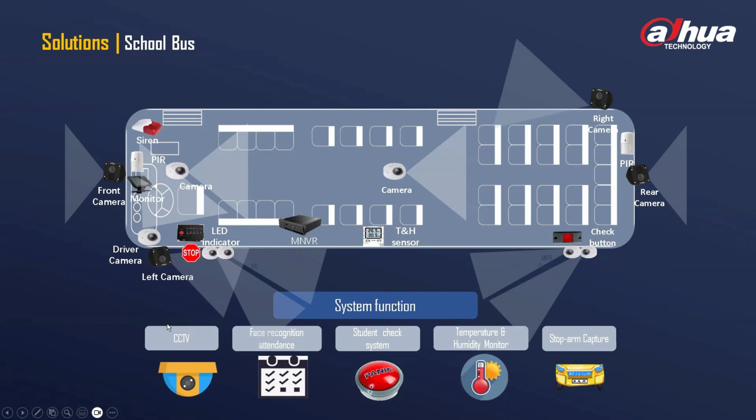So we get CCTV for the school bus. We get face recognition attendance for the school bus. We get student check system. That is the panic. Then we have the temperature and humidity monitor. Then stop arm capture. So this kind of setup, we get it still in the same setup. And the objective is to make sure the school bus is as efficient as possible.